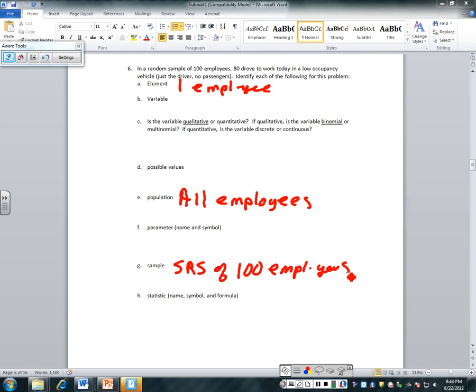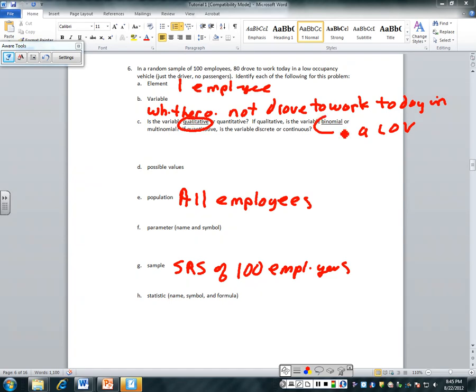The variable is whether or not they drove to work today in a low occupancy vehicle. I've never seen it called that before. If you go to a big city, sometimes you'll have the HOV lane, for high occupancy vehicle. But anyway, low occupancy vehicle, whether or not they drove today to work in a low occupancy vehicle, that is qualitative. You either did or you didn't. And that is binomial because there are just two categories. Of course, the values that you could possibly have for that are yes and no. Two categories, that's a qualitative variable. Two categories makes it binomial.